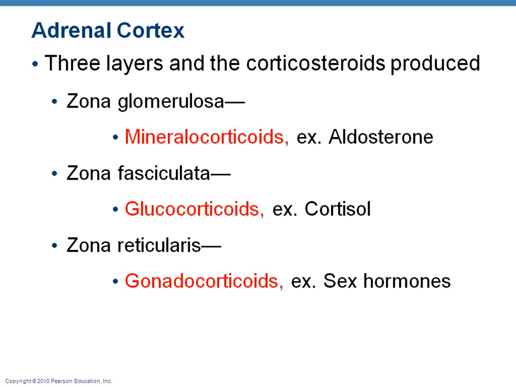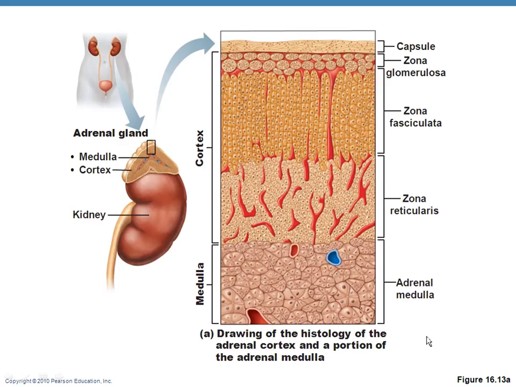If we're talking about the next zone there, we're going to see glucocorticoids. The best example is cortisol. And then the last zone there, you can see these are gonadocorticoids. They all end in corticoids, right? That's why they're called corticosteroids. And the gonadocorticoids are really just sex hormones. But you should know each layer, and you should know which corticoids it produces, and be able to give an example of each kind. So let's break these down.